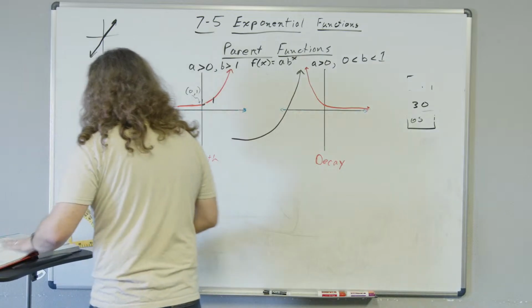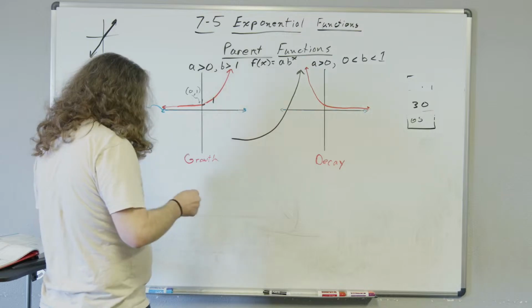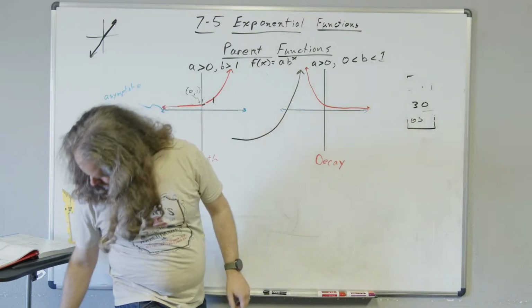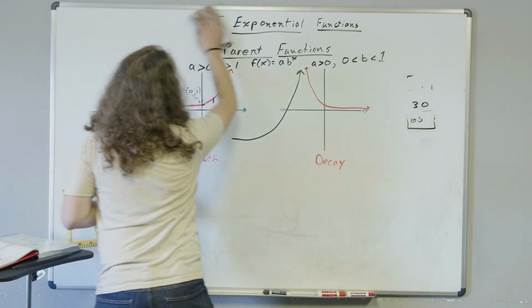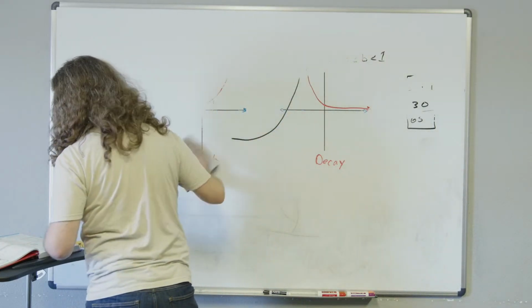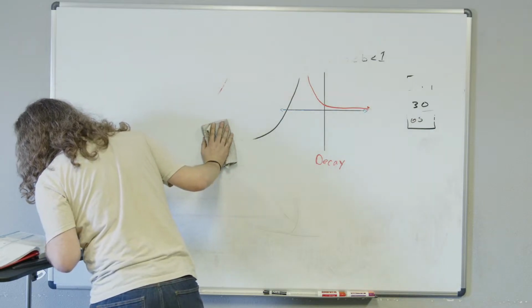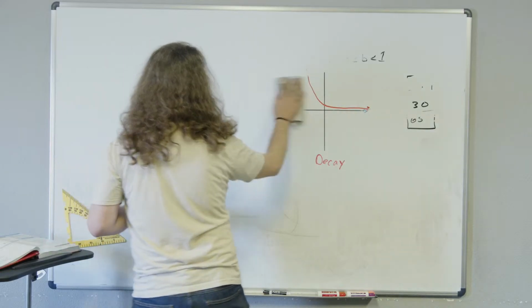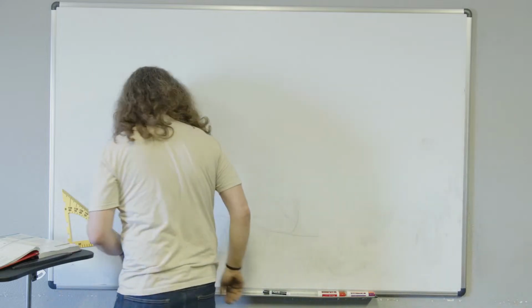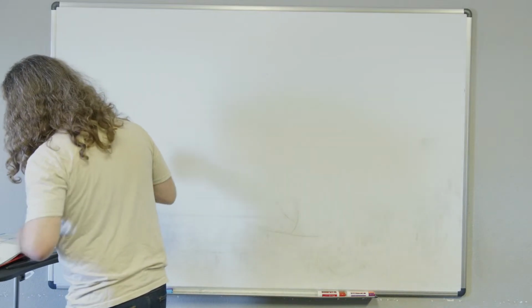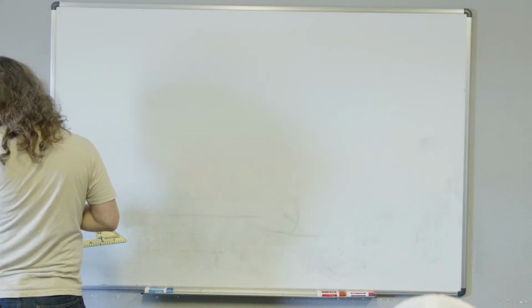Okay, let's do a graph this function example. We're going to do two examples. We're going to do an easy one and an ugly one.